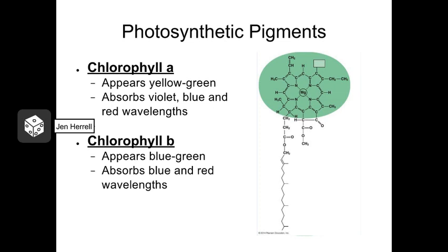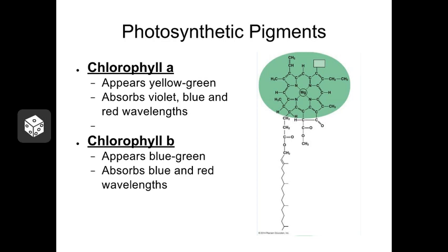Chlorophylls are the primary pigments found inside photosystems. This is a chlorophyll molecule over here on the right. There are different types of chlorophyll molecules. For instance, there's chlorophyll A and there's chlorophyll B, and they are both greenish in color, although they differ in color slightly. The presence of chlorophyll molecules is the reason that most plants are green in color. That's the pigment that they primarily use to absorb light.